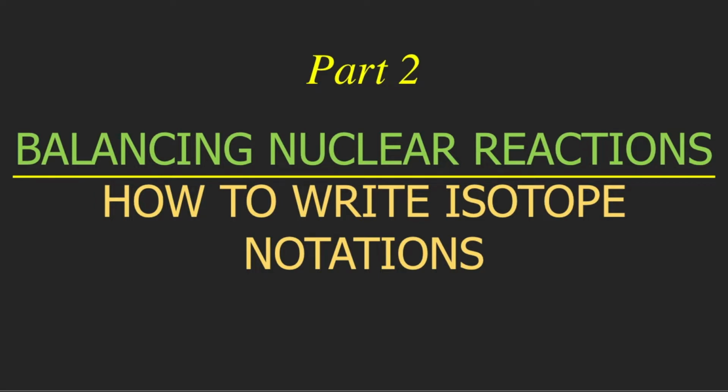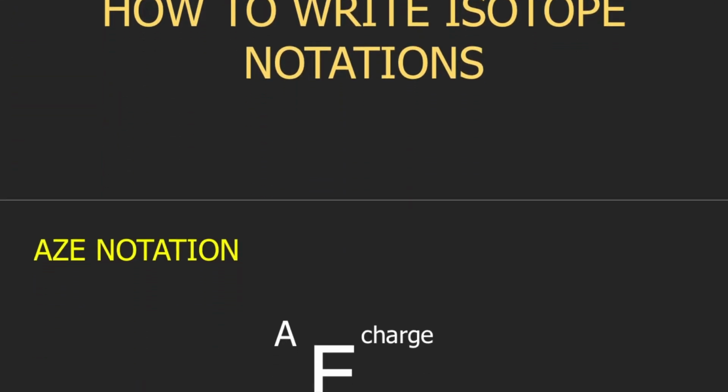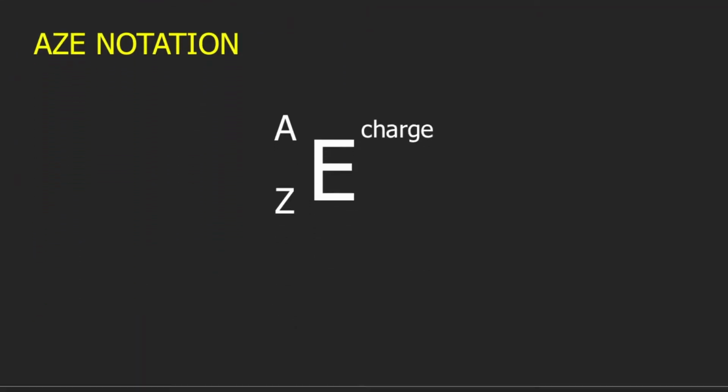This skill of writing isotope notation is very helpful, especially when we go into our formal discussion on balancing nuclear reactions. But before you continue this video, make sure you have watched part 1 of the series, because here in part 2, I will be using some terms I already discussed in part 1. I will not elaborate more on those terms because I assume you have already watched part 1. If you haven't, don't worry. You can click the link in the description box. So let's move to our discussion.